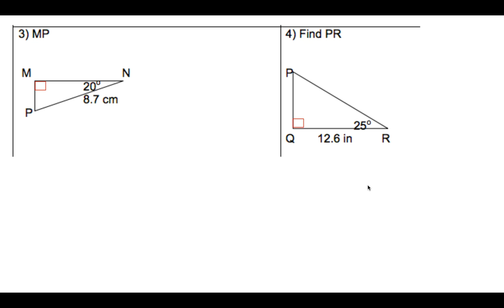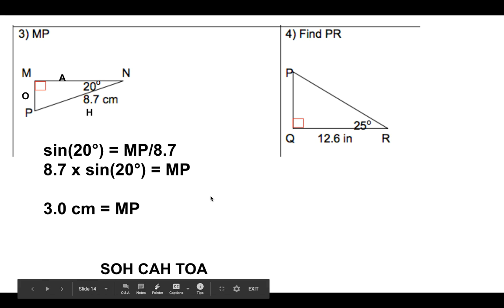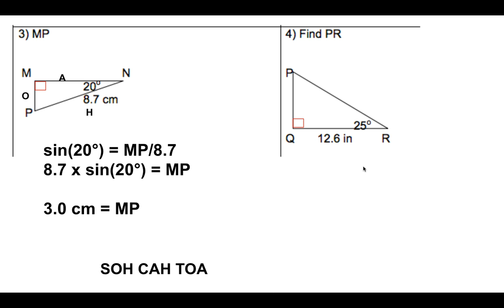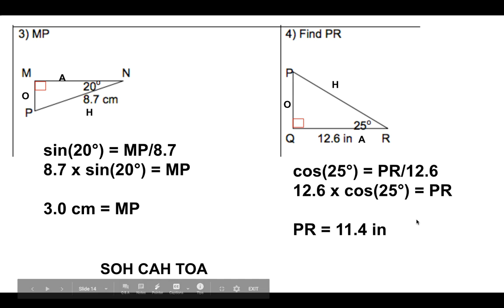And then these last two, again, keeping in mind SOHCAHTOA, labeling my side lengths, this is my reference angle, A, O, hypotenuse. I want to solve for MP, which is my O. I know my H. From SOHCAHTOA, O and H is sine. So I'm going to get 3.1. Over here, if I label my side lengths, this is my adjacent, my opposite, the right angle points to my hypotenuse. I know my adjacent. I want to know PR, which is my hypotenuse. A and H is cosine, which is 11.4.